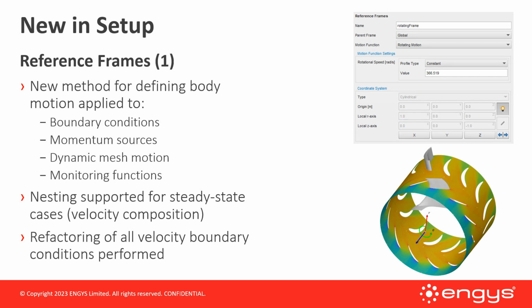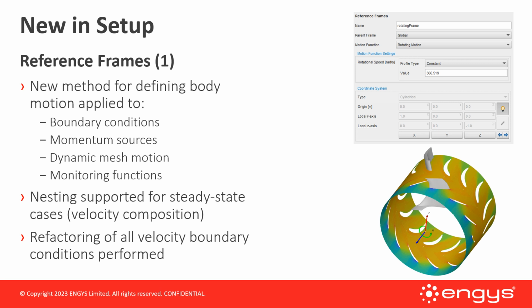A new method for defining local coordinate systems and body motion has been added with reference frames. Reference frames can be defined relative to the global coordinate system or nested in other frames. For example, a wheel frame can be nested in a vehicle frame to accommodate the motion of the vehicle. These frames can be used with sources, boundary conditions, monitoring functions, and dynamic mesh motion.